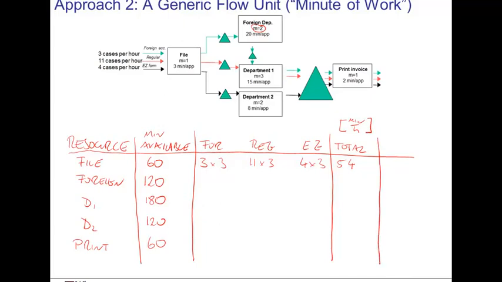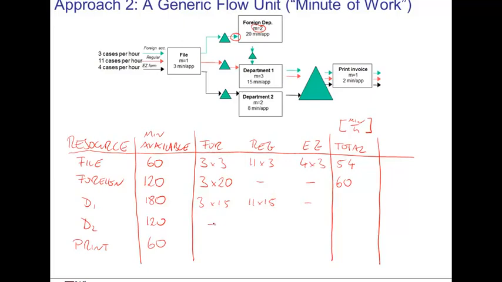In the same way, we can compute that in the foreign department, we have 3 units arriving, just as before, each of them corresponding to 20 minutes of work. This creates a total workload of 60 minutes. There is no workload created in the foreign department by regular units and the easy units. In Department 1, we have 3 times 15 minutes caused by the foreign cases, 11 times 15 minutes caused by the regular cases, and no work caused by the easy cases.